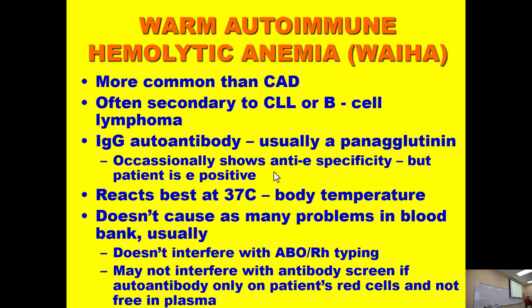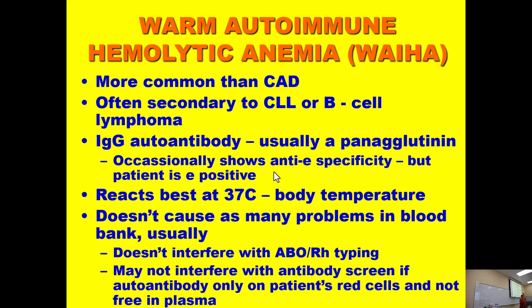Warm autoimmune hemolytic anemia, WAIHA, W-A-I-H-A. It's more common than cold agglutinin disease, often secondary to a CLL or a B-cell lymphoma. It's an IgG autoantibody. Usually it's going to be a pan-agglutination, but that means it's going to agglutinate everything. Everything turns positive. Occasionally it's going to show anti-E specificity, but the patient is E positive. So remember when we talked about little e, I said when we do see anti-E, oftentimes it's an autoantibody. That's what we're looking at here.